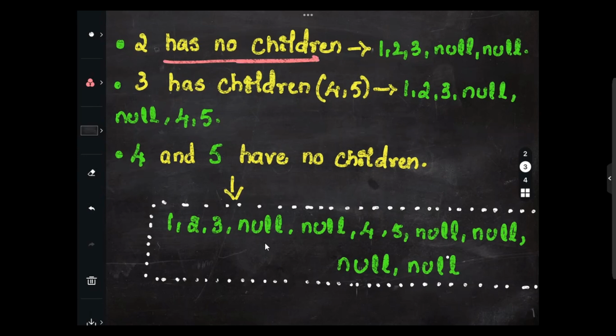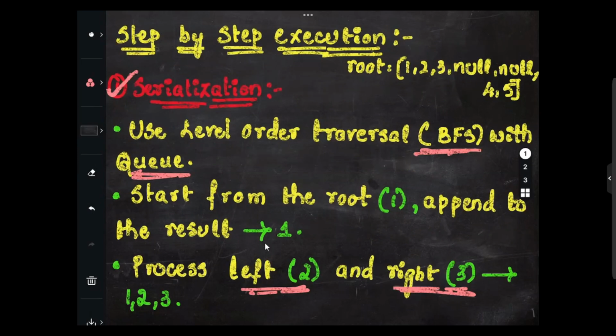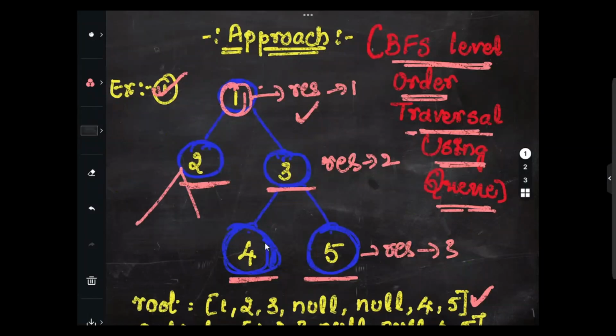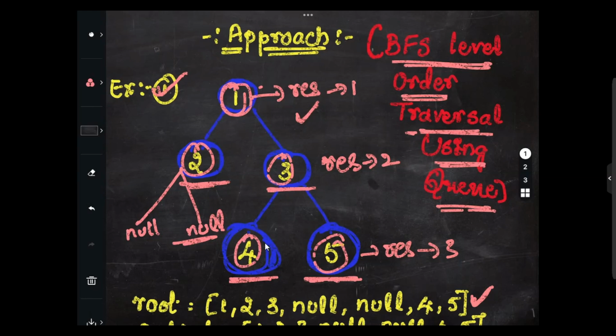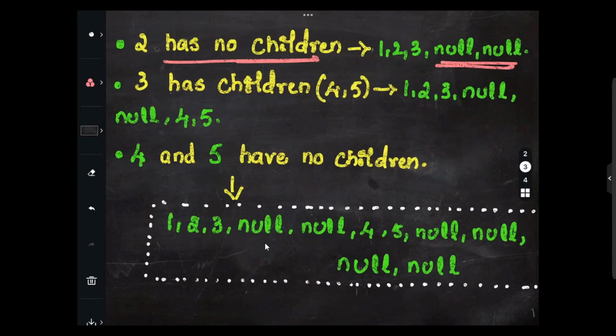2 has no children, so we will add null here: 1 2 3 null. So 2 is having no children, which means we go with null and null, because the third level has children, which are 4 and 5. Now we have 1 2 3 null, then we move on to 3. We are done with 2, so we move on with 3. 3 has the children 4 and 5. We append those to the result at the third level. Now it will be 1 2 3 null 4 5.